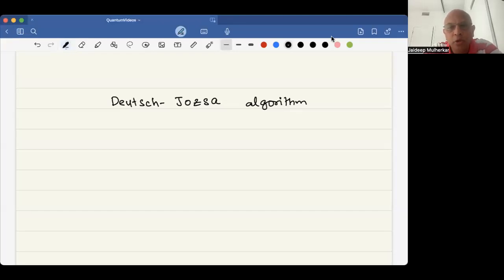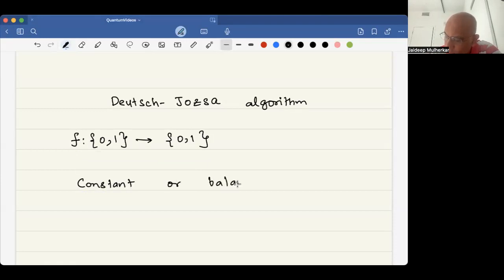So today we are going to talk about the Deutsch Jozsa algorithm. This is a generalization of the Deutsch algorithm that we talked about last time. So recall that in the Deutsch algorithm, we had a function f going from 0, 1 to 0, 1, and we had to find whether the function is constant or balanced using a minimum number of queries to this function f.